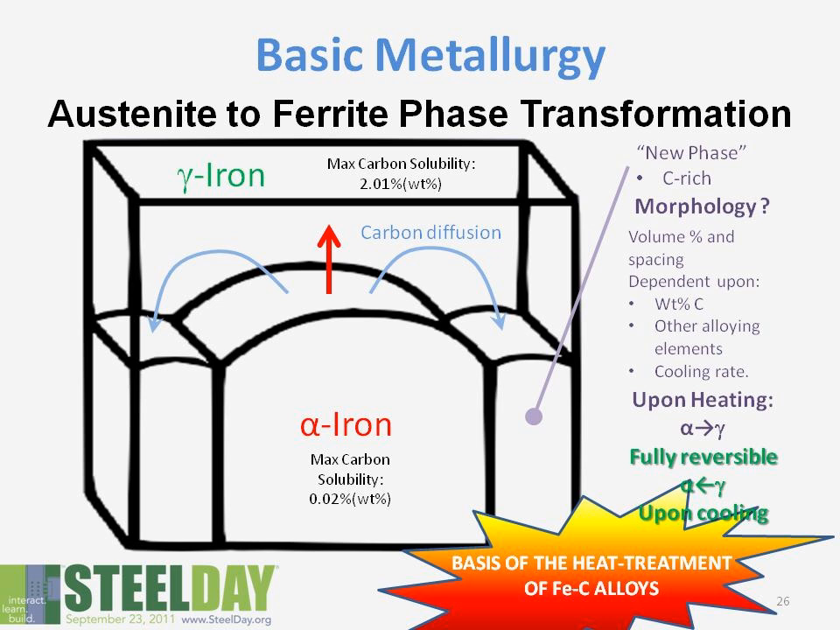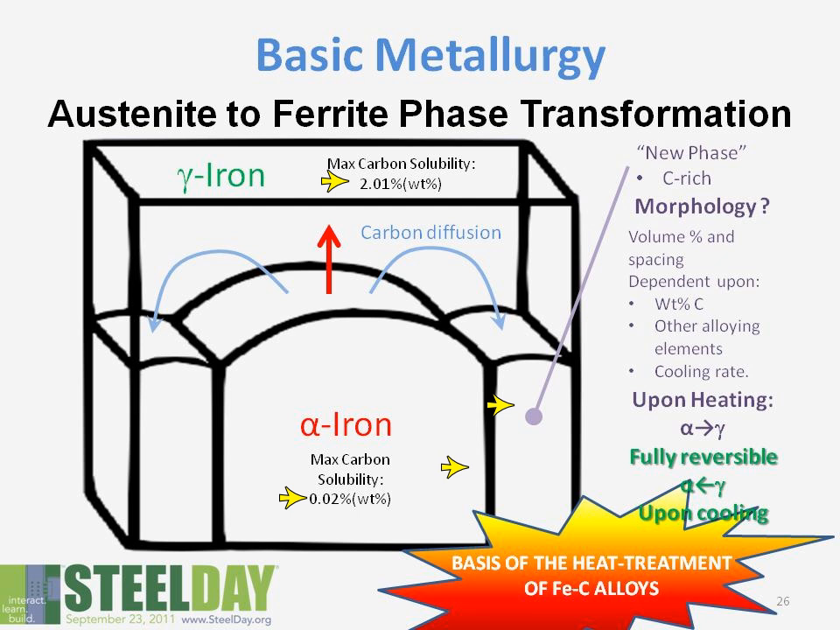Graphically, I'm showing here an austenitic grain with ferrite, or alpha iron, going through a phase transformation, growing into the austenite, so this would be cooling. Again, we have this 0.2% carbon solubility versus 2% carbon solubility. So what happens as this front grows, as the crystals realign themselves, the carbon gets rejected out of the ferrite, and it must go somewhere. So it diffuses over and forms a new carbon-rich phase.